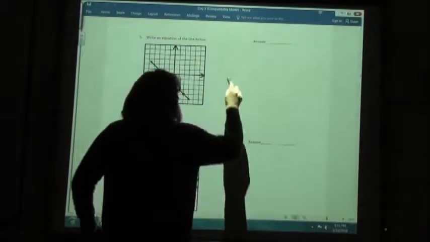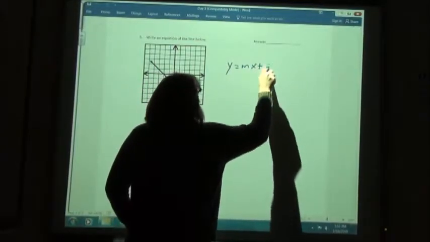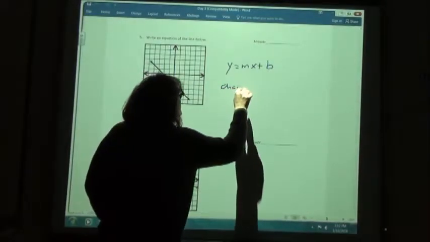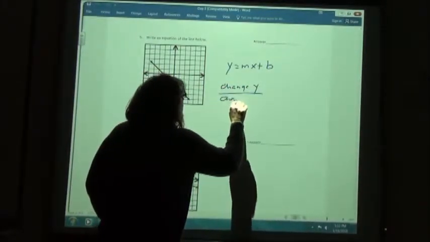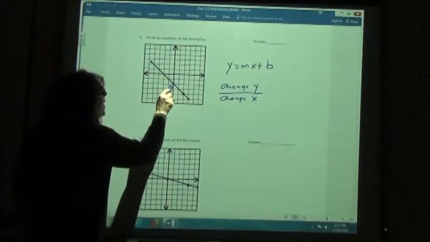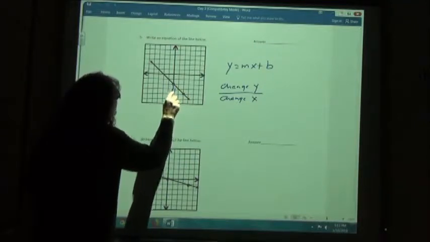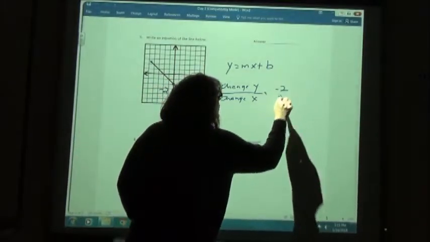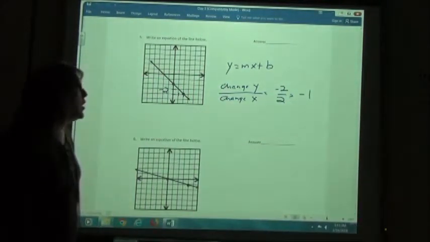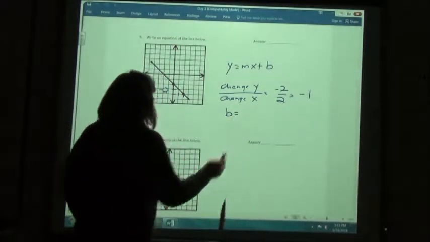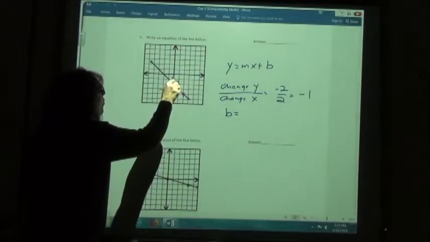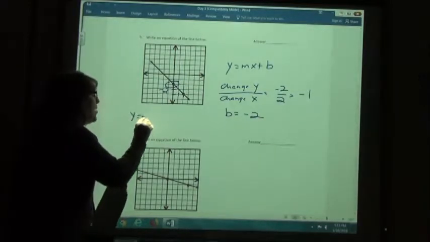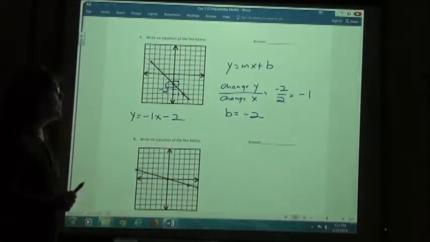Number 5, same thing. I want it in the form of y equals mx plus b. My slope is my change in my y over my change in my x. So if I count this one out, again, I'm starting on the left, going to the right. I'm going to go 1, 2 down, and then 1, 2 to the right. So I'm going to have -2 over 2, which is a -1 slope. My y-intercept, where does it cross my y-axis? Right here, 1, 2 down, so my y-intercept is at -2. So y is going to equal -1x minus 2.